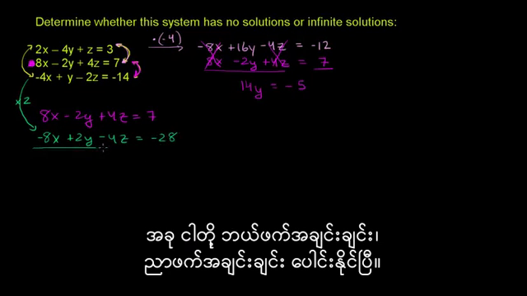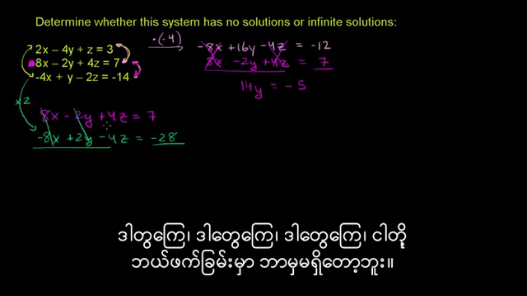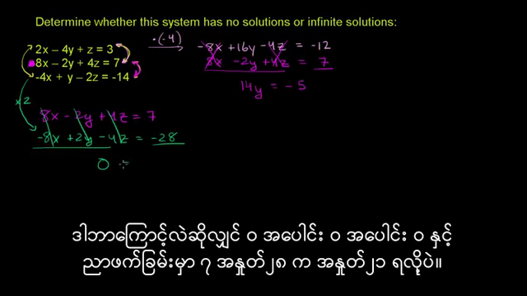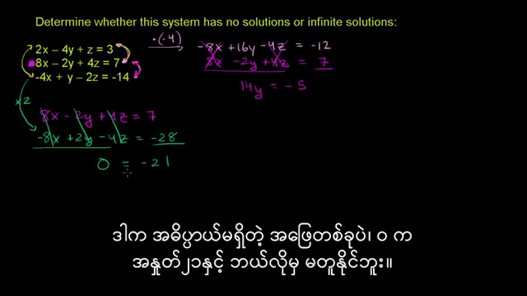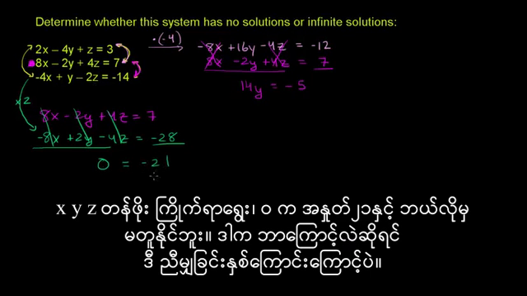Now we can add the left-hand sides and add the right-hand sides. These cancel out, those cancel out, those cancel out. We actually end up with nothing on the left-hand side: 0 plus 0 plus 0. And on the right-hand side, you get 7 plus negative 28, which is negative 21. Well, this is a nonsensical answer. 0 can never be equal to negative 21. No matter what x, y, or z you pick, 0 cannot be equal to negative 21.